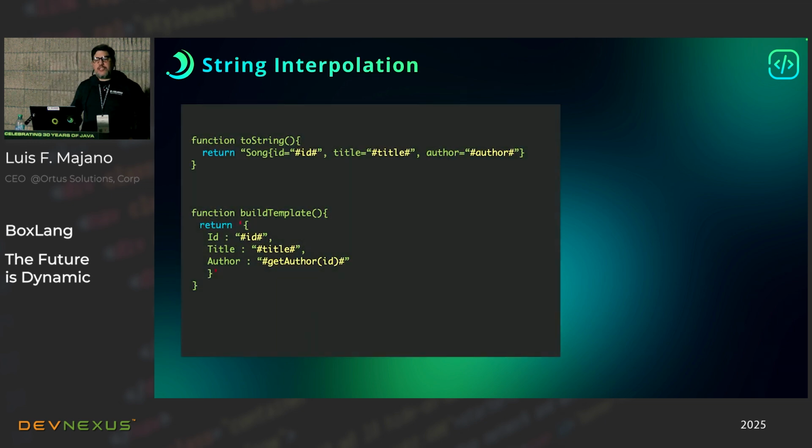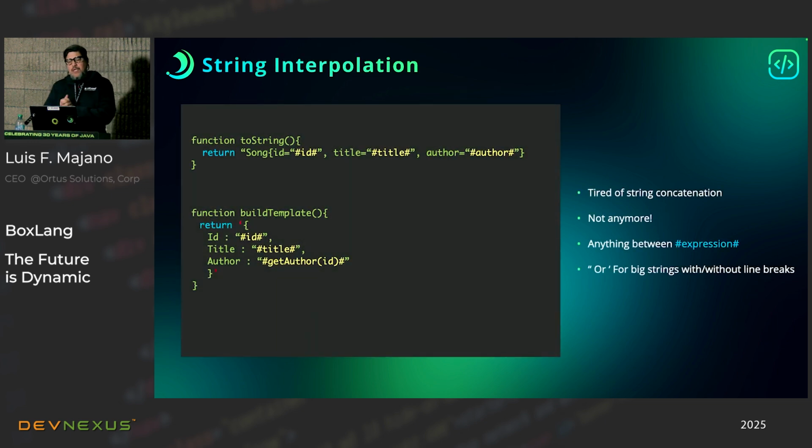String interpolation is super easy. It allows you to basically do any expression inside of a hash. Okay? This is inspired obviously by a lot of front-end frameworks. You basically have a hash expression and anything inside of it will be evaluated for you.